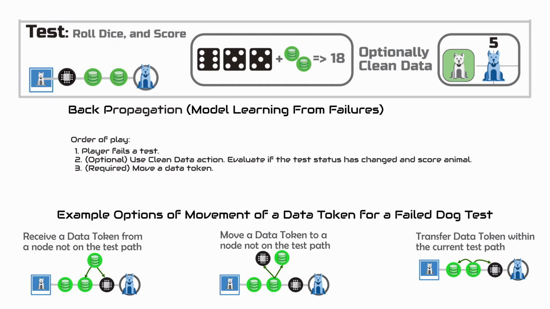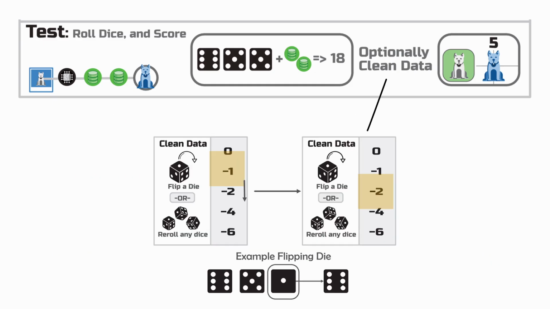Clever. Okay, but what if your dice rolls are just awful or your data isn't quite enough yet? There's the clean data action. Right, your lifeline. Before you figure out if a test passed or failed, you can use clean data. It lets you either re-roll any number of your dice or flip one die to its opposite side. A 1 becomes a 6, 2 becomes a 5, etc. Sounds powerful. Too powerful. Well, it simulates having to manually clean up messy input data or directly intervene in the process, which is costly and time-consuming in reality.